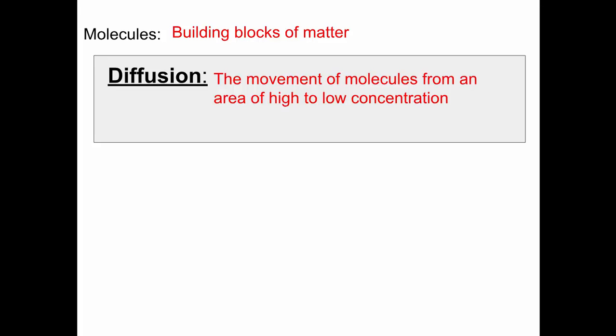All right. Next up. So let's apply this to cells. First off, when we are referring to molecules moving back and forth, just remember from chemistry, molecules are basically the building blocks of matter. And we are talking about the movement of molecules here. The movement of molecules in a certain way is called diffusion. This is an important definition to know. So diffusion is the movement of molecules from an area of high concentration to an area of low concentration.